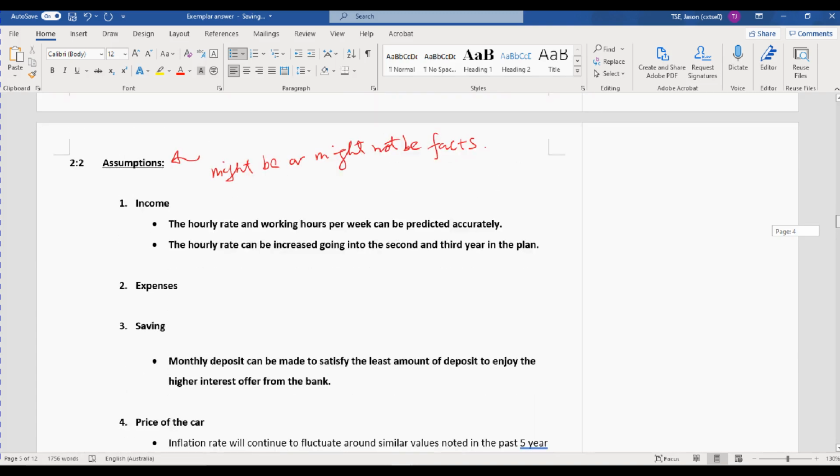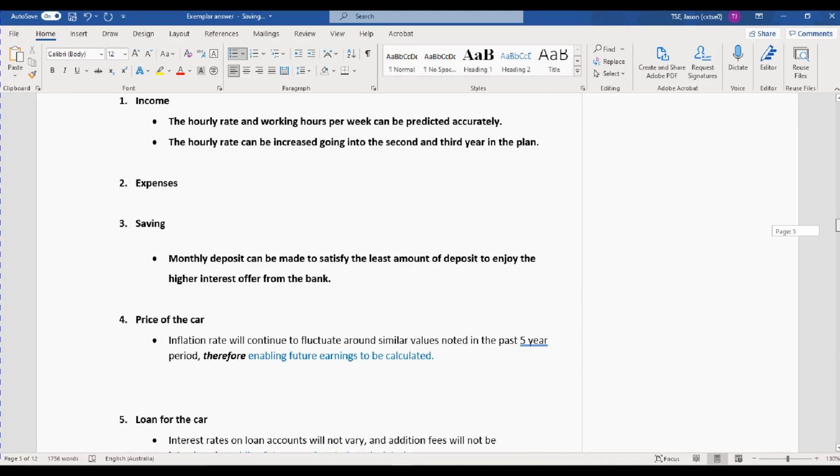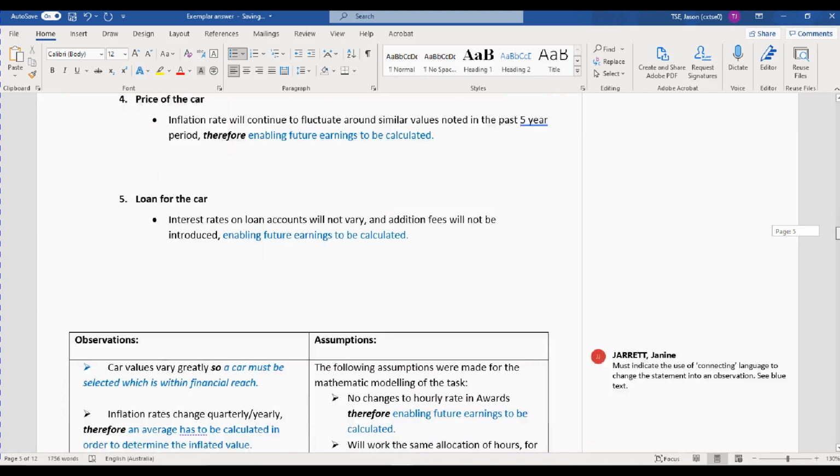Okay, so for assumptions, you don't need to have too many assumptions. All I need you to have is like 2 or 3 really meaningful assumptions for your financial planning. Okay, so and that would be good enough for me.